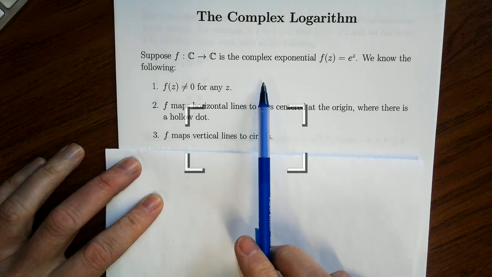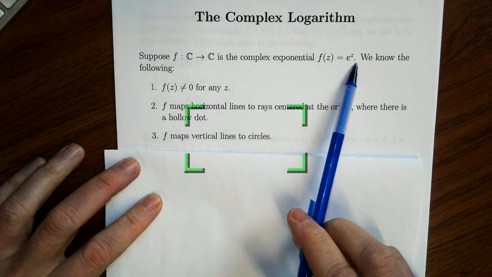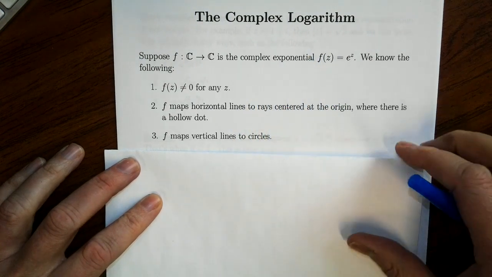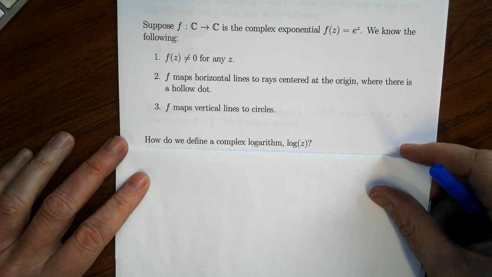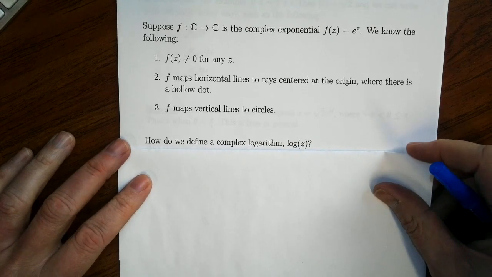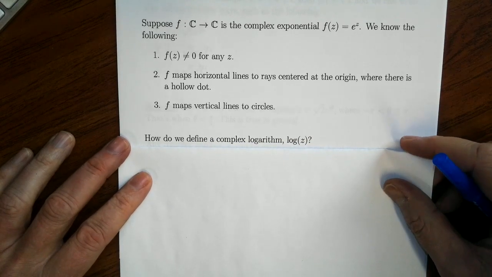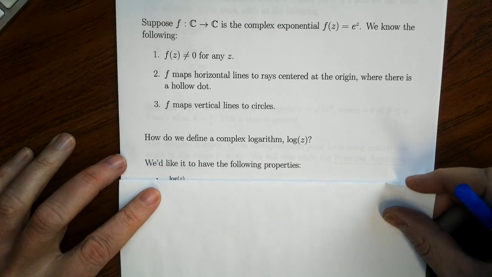Now, in the next few minutes, we're going to talk about the logarithm, which we believe in some manner should be the inverse of the exponential. So how do we define the complex logarithm? What does it mean to take the log of -1 or the log of i or something like that? How do we define the logarithm?